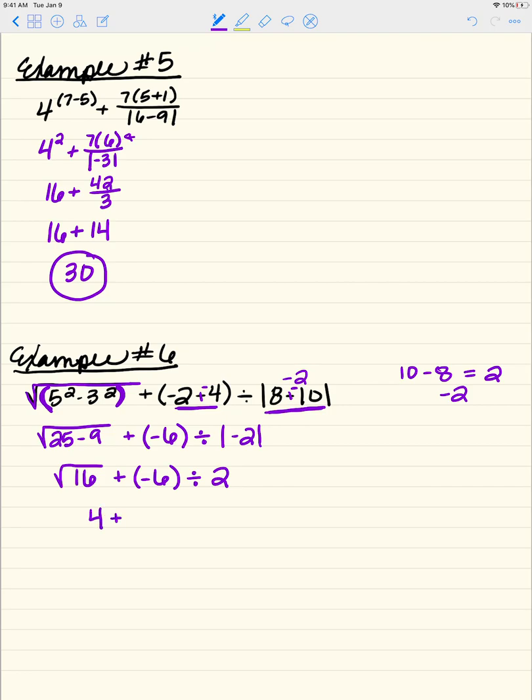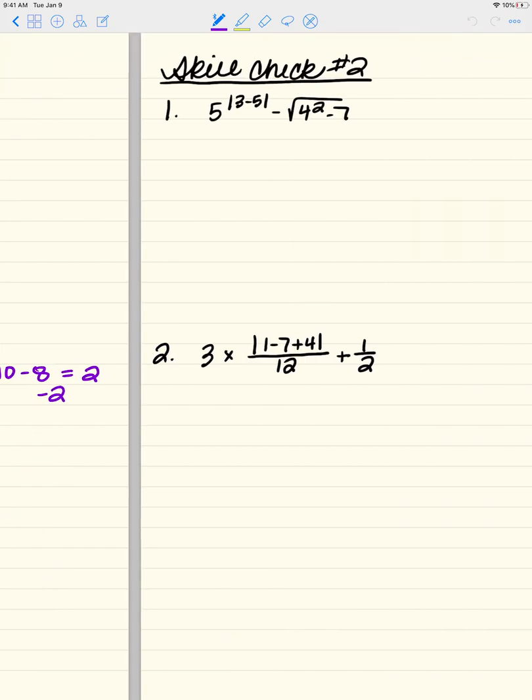Now we have 4 plus negative 6 divided by 2. We have addition, and then we have division. So we're going to do our division first. 4 plus negative 6 divided by 2 is negative 3. 4 plus negative 3 is 1. Your answer to that is 1.